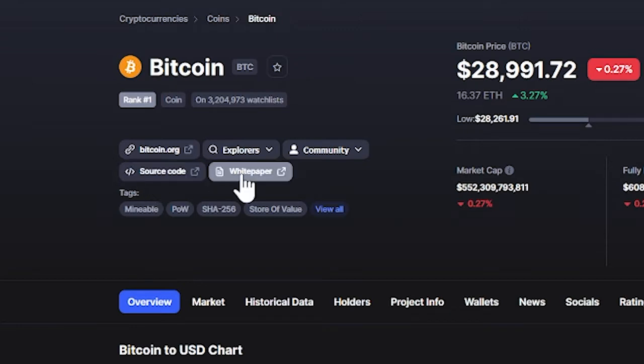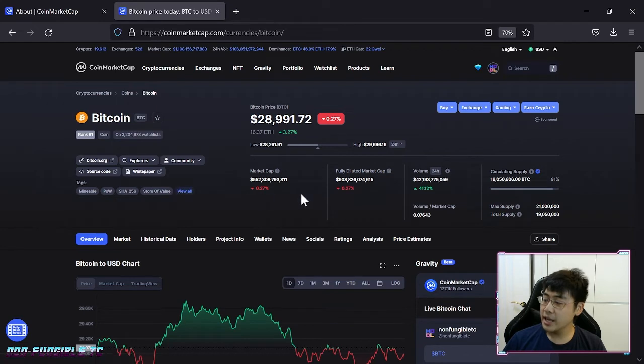And then it shows you the white paper, and then it gives you some different types of tags, and then it shows you the price of the token right now. It shows you the low, and it shows you the high, which you can actually sort by 24 hours, 1 month, 1 year, right? And then it actually shows you the market cap, which is what I said just now, and a fully diluted market cap, right?